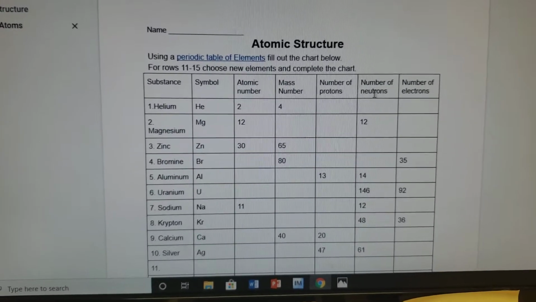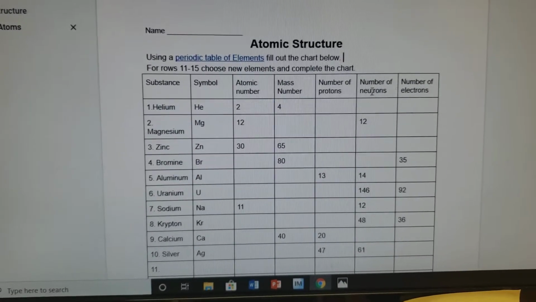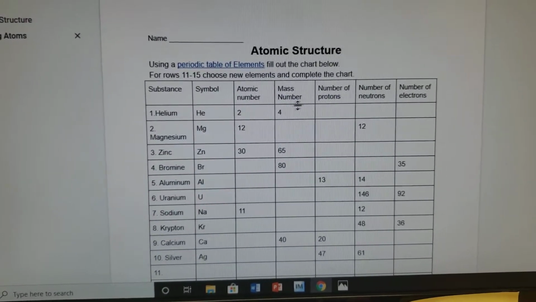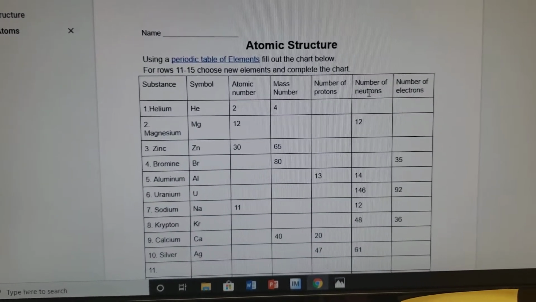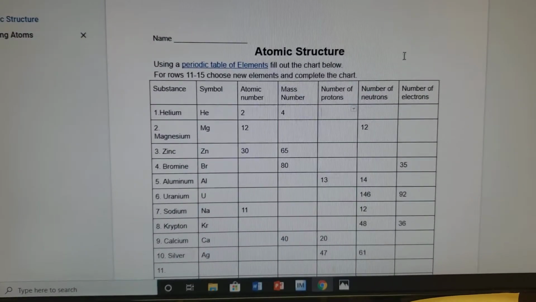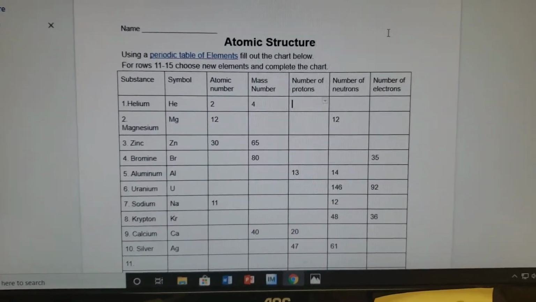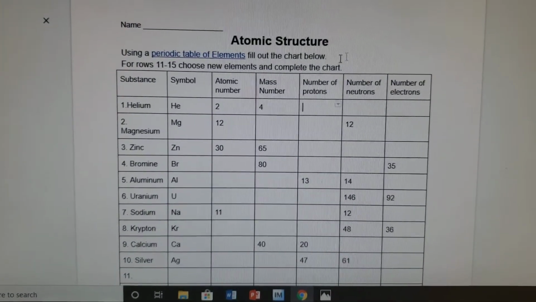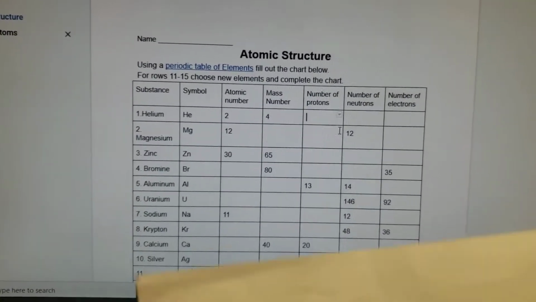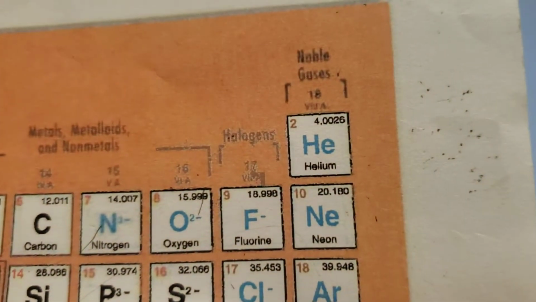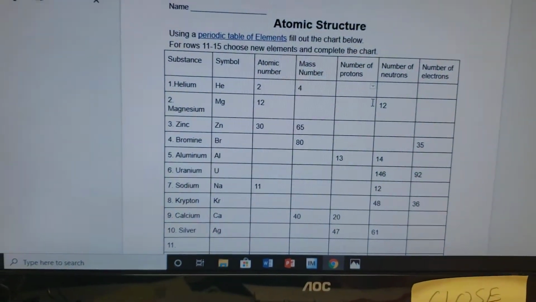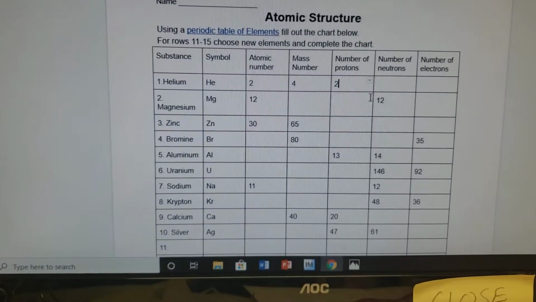Protons and neutrons are really heavy when compared to electrons. So when we're talking about the atomic mass, we're always looking at protons and neutrons. How do we find the number of protons? Well, this has to do with the identity of the element, and it's always going to be the atomic number. Looking at helium, its atomic number is 2. That means it has 2 protons. So the atomic number is always going to be the same as the number of protons.